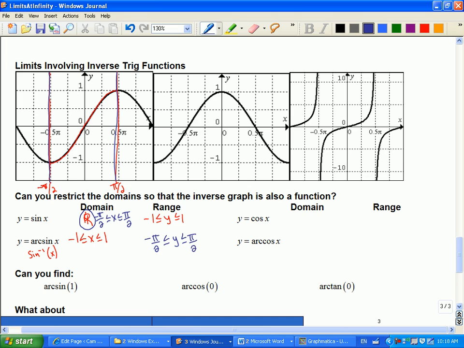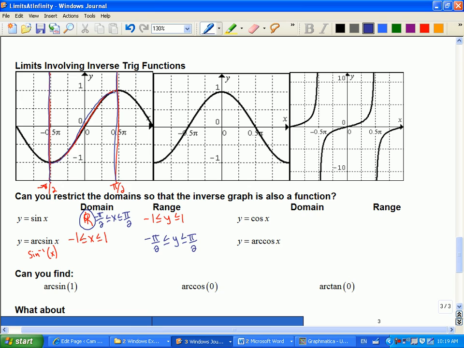So the arc sine is the inverse of the sine graph. However, it is a very specific part of the sine graph. It's just this part. That's it. Okay, so whenever you're hearing arc sine, you're talking about that one piece being the inverse, not the whole thing. That's why the domain and range don't go to all real.